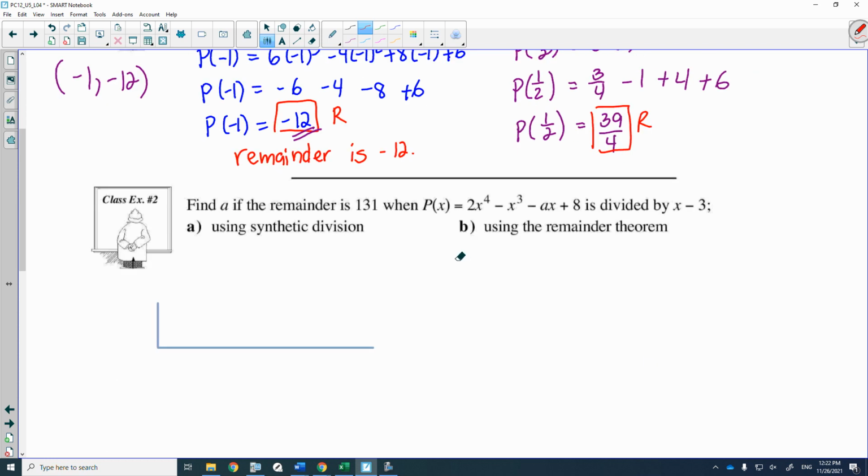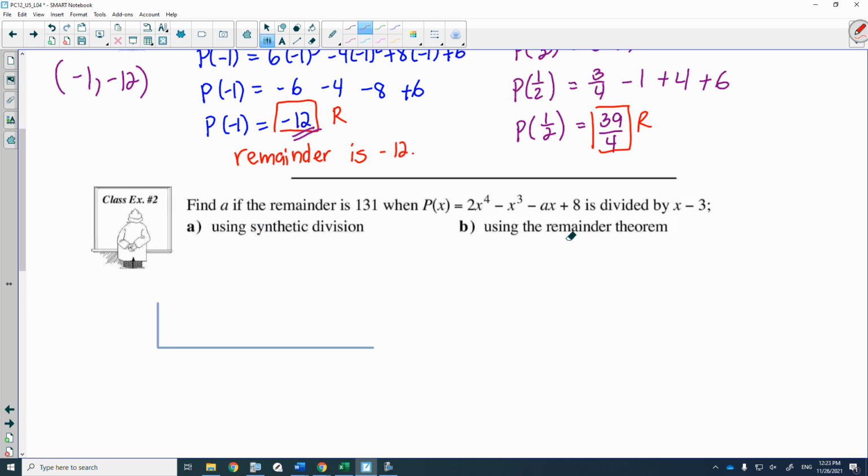Let's look at class example 2. It says find a, so we're missing a coefficient here, if the remainder is 131 when this polynomial function divides this divisor. And there's two ways that we could actually calculate this. The two ways are using synthetic division and the remainder theorem. Let's start by using synthetic division, and then we'll finish using the remainder theorem.